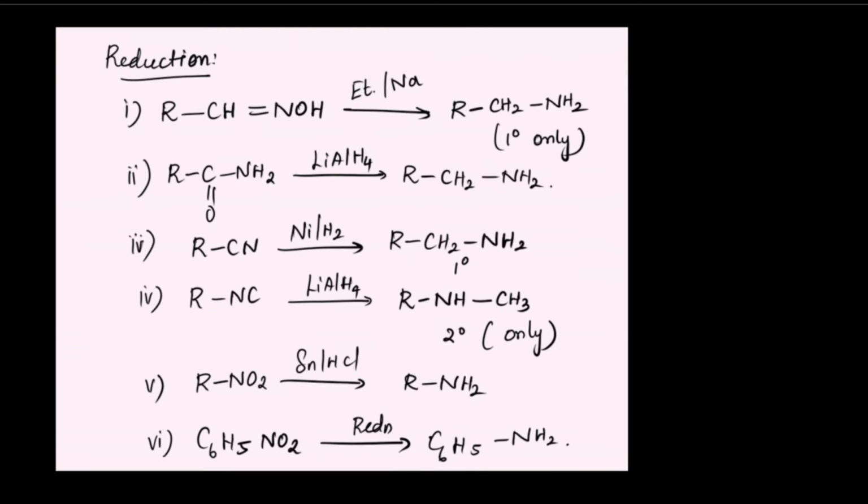Then the reduction part. Reduction means nothing but the hydrogen addition. From amides it will give you amines. From cyanides it will give you amines. And for the preparation of secondary amines, you can take isocyanide to give secondary amines. Nitro, of course, that will give you amines. This is very, very important. Nitro is getting reduced to give amines.